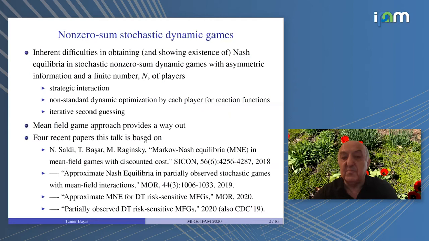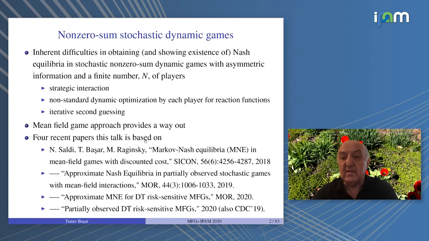Now, the mean field game approach actually provides a way out of this agony, or this difficulty. What you do is, in the limit as the number of players goes to infinity, and if the interaction is in a particular way through the mean field term, then what information the other players have access to becomes kind of irrelevant, and everything is summarized in the mean field term and in the distribution of that mean field term.